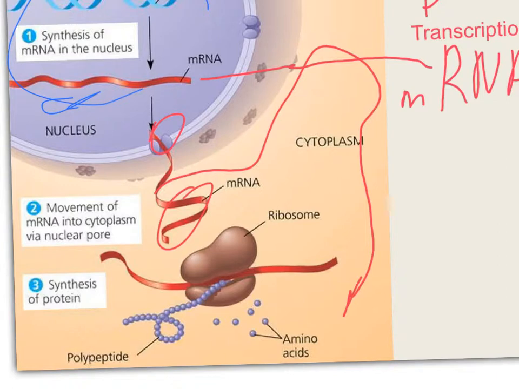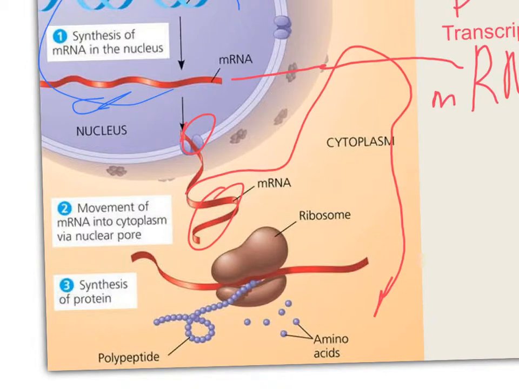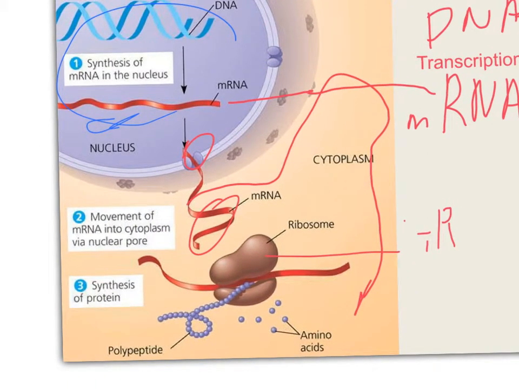Okay, and then we go in the ribosome. This is tRNA, and then this goes to protein. And we'll say right here.